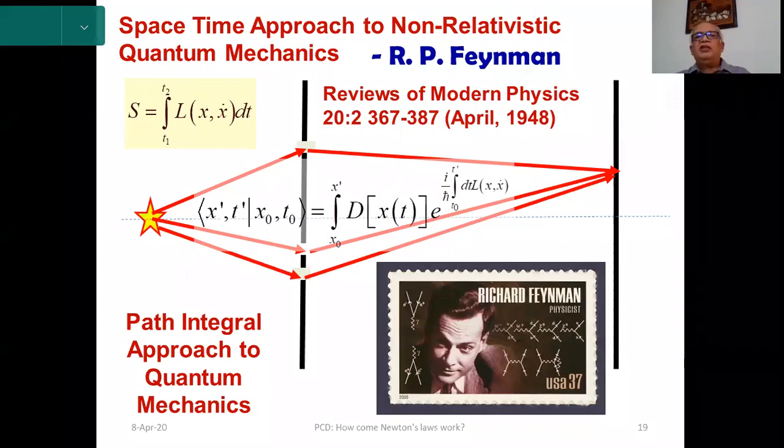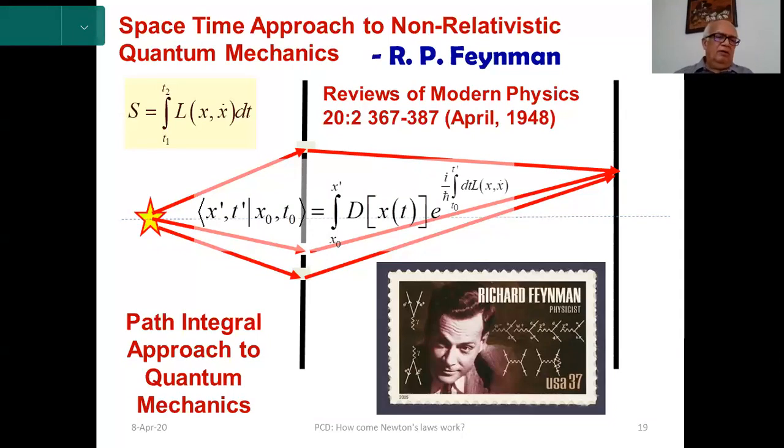The integral t0 to t prime dt l is nothing but the Lagrangian that we are familiar with from the principle of extremum action in Lagrangian and Hamiltonian mechanics. So this is Feynman's prescription.